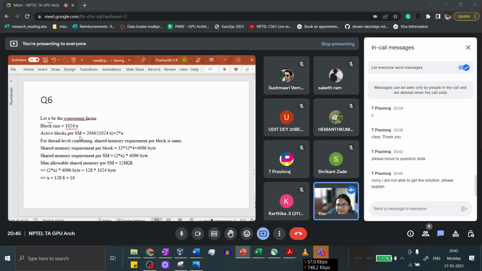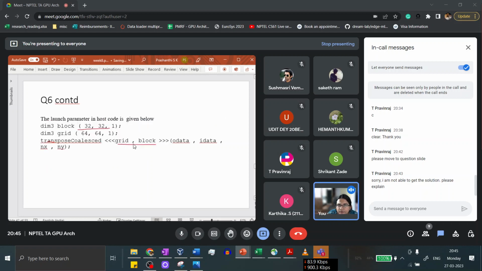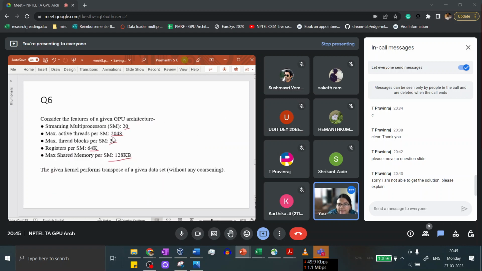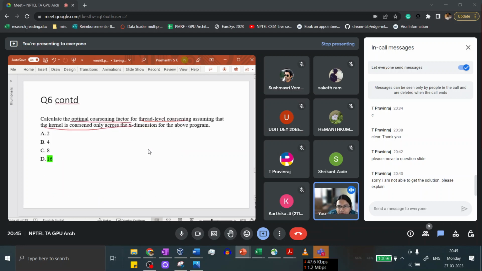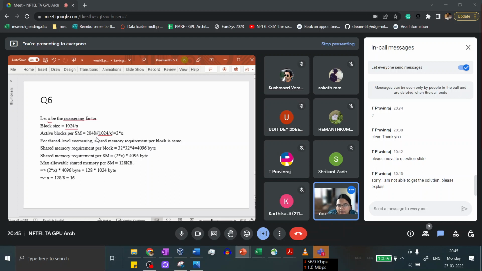For that block size, the number of active blocks per SM would be 2048 divided by this new block size. Where does the 2048 come from? It comes from the max active threads on an SM. You can have 2048 threads on the SM, and your new block size with the coarsening factor is 1024 divided by x. So the total number of blocks you can have is 2048 divided by this new block size. That comes out to 2x.